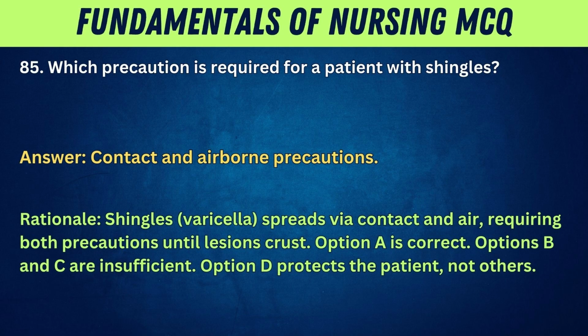Rationale. Shingles, varicella, spreads via contact and air, requiring both precautions until lesions crust. Option A is correct. Options B and C are insufficient. Option D protects the patient, not others.